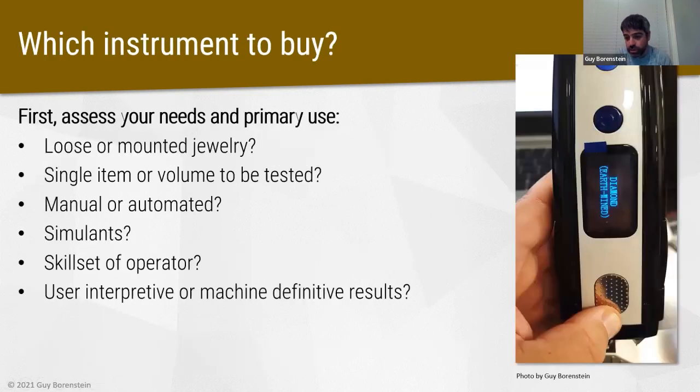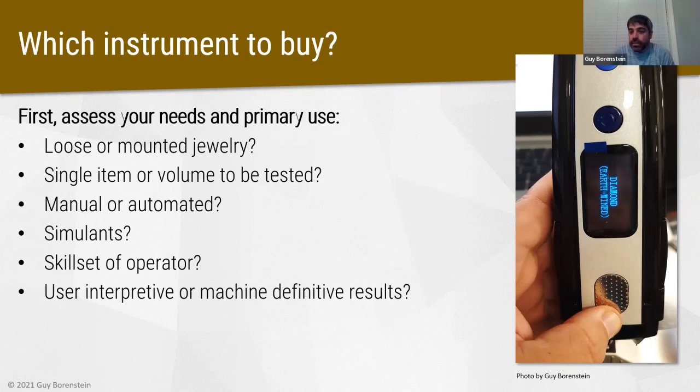So which instrument do you need to buy? It's actually a question that you need to ask yourself. You need, first of all, to assess your needs. Are you going to work on loose and mounted jewelry? Because some screeners cannot do mounted. Are you going to check single items, or do you need to check volumes? Because some machines need to do it one by one, while others can do bulks.